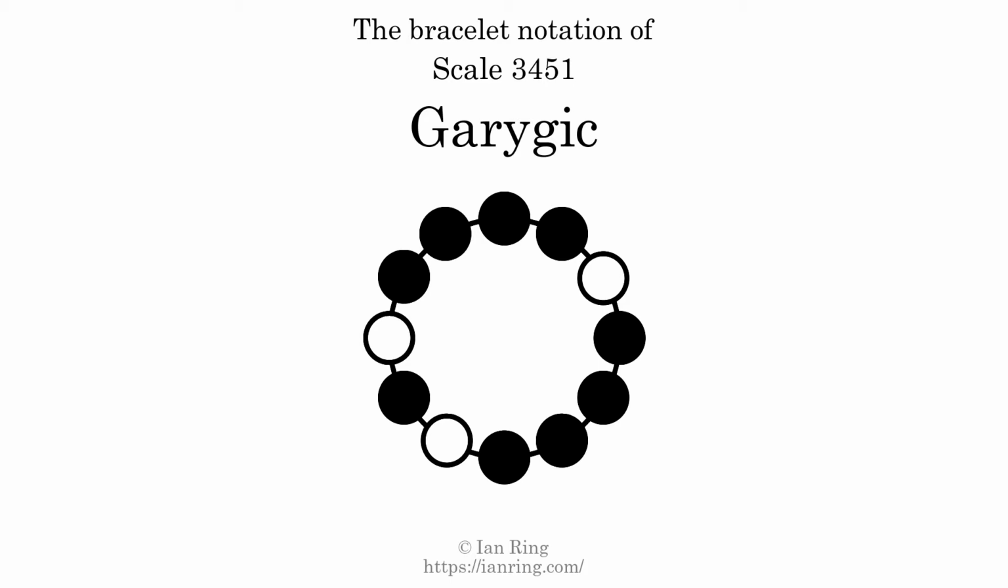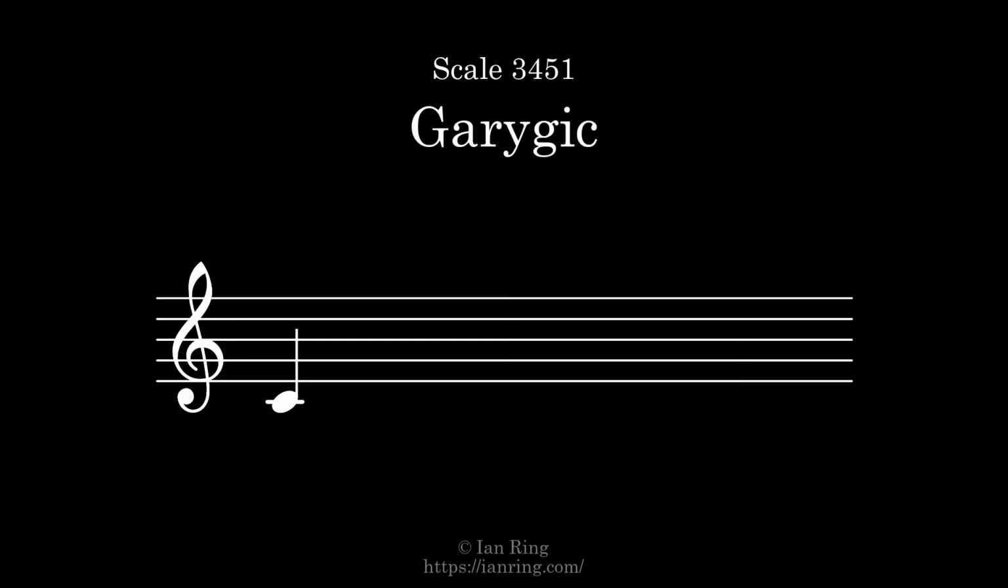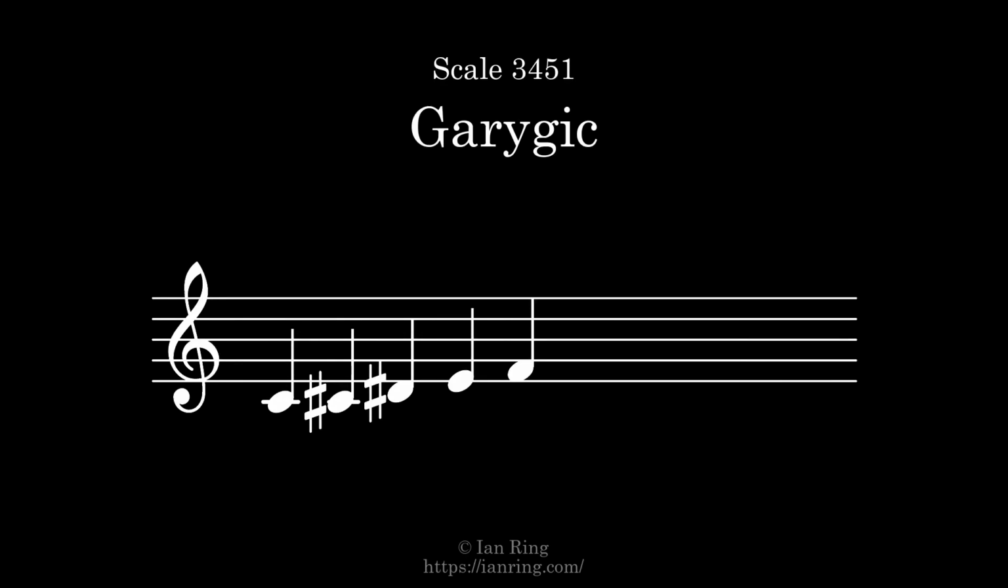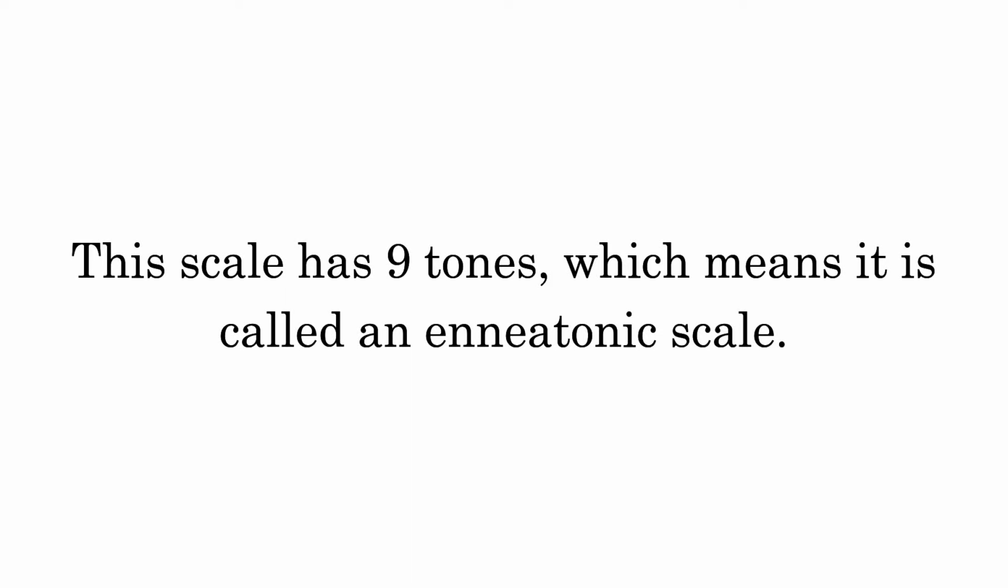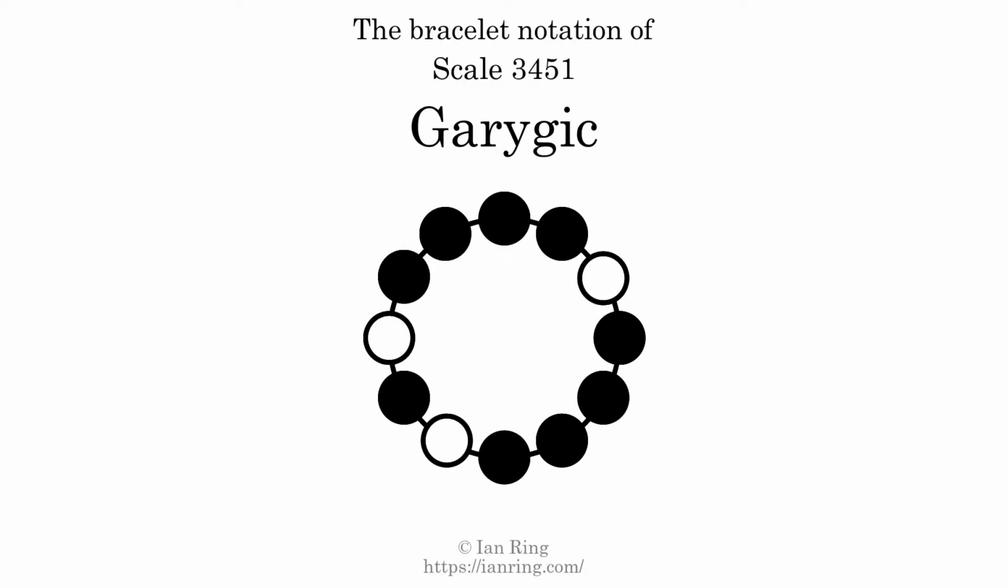3451, Garygic, which sounds like this. This scale has 9 tones, which means it is called an enneatonic scale. This is a bracelet notation diagram of scale 3451. The shaded circles represent tones that appear in the scale, and they are read clockwise, starting at the top.